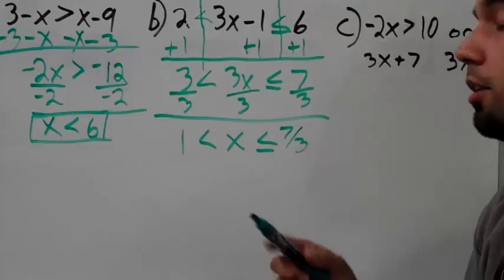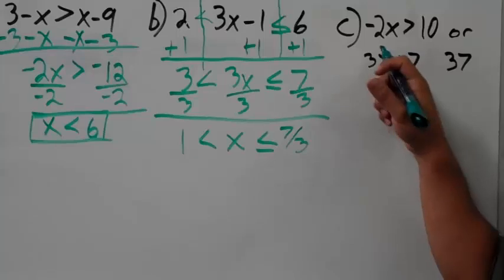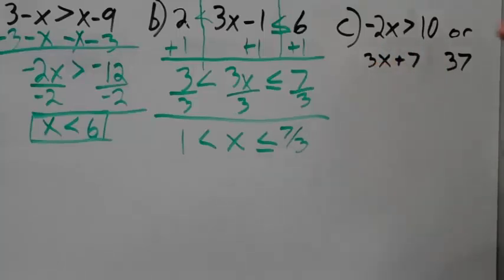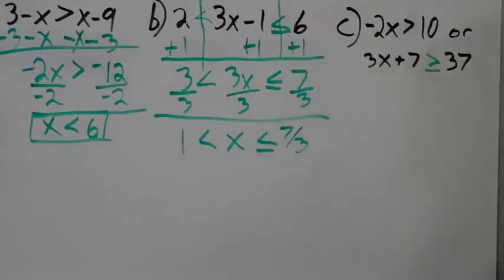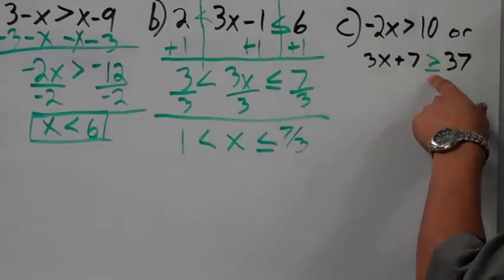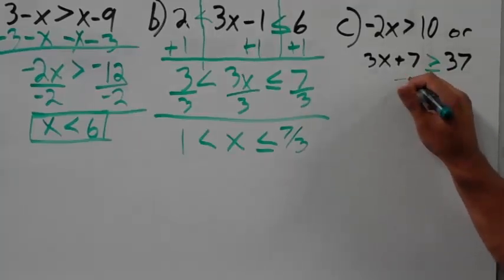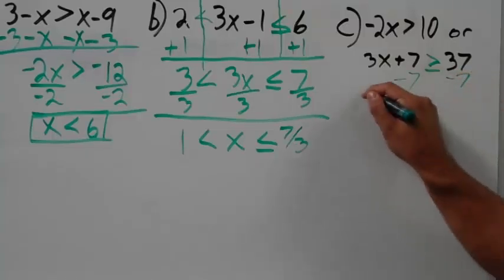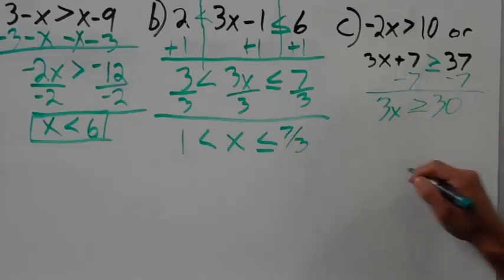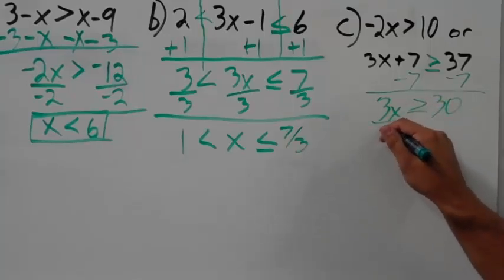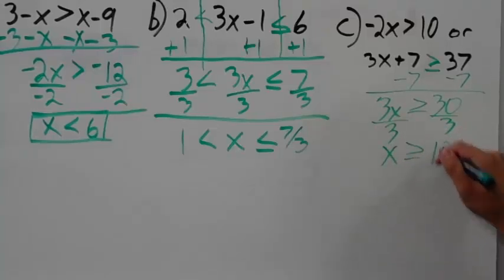Okay, so let's take a look at C. So C, we have a disjunction. We have or, okay? And that means that I need to look at each of these by themselves. And this is missing a sign, but it is 3x plus 7 is greater than or equal to 37. So this is the one I'm going to deal with first. So if I do this, I subtract 7 from both sides, and I get 3x is greater than or equal to 30. Divide by 3, I get x is greater than or equal to 10.